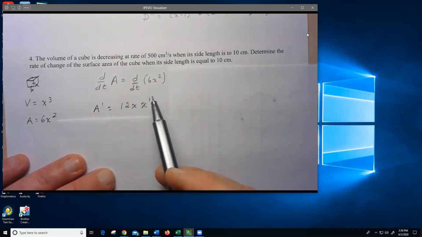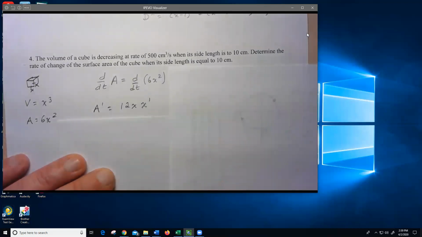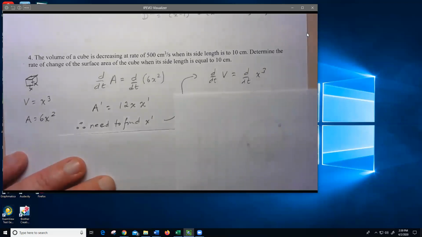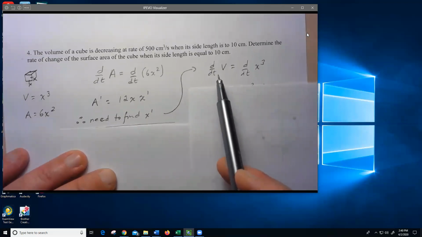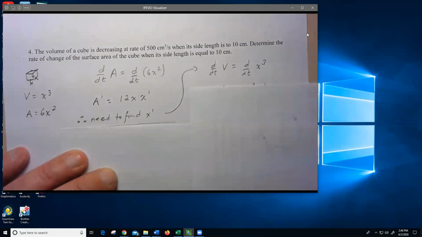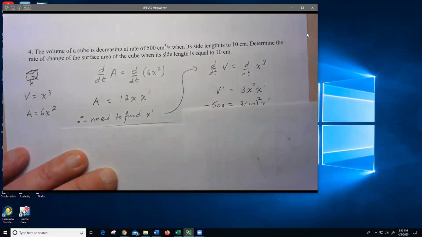So this is where I said, well, hey, you know what? Let me use the fact that I know the rate of change of the volume to find this. So what I did is I set up another related rates equation, this time with the volume. So I took my volume equation, took the derivative with respect to both sides, okay? And now I have enough information to calculate the rate of change of the side length because I know the volume's changing. Again, it's decreasing at a rate of 500 centimeters cubed per second, so negative 500.